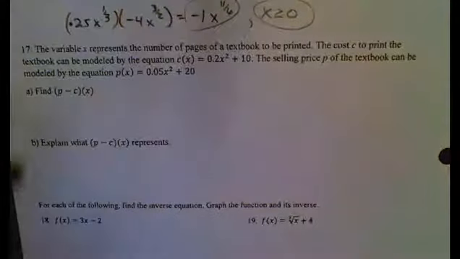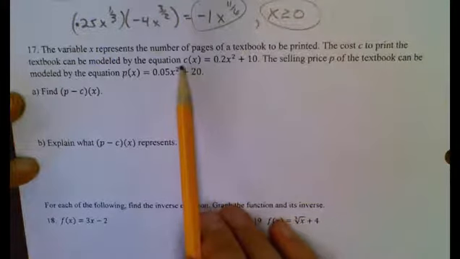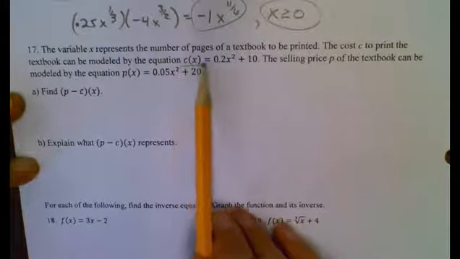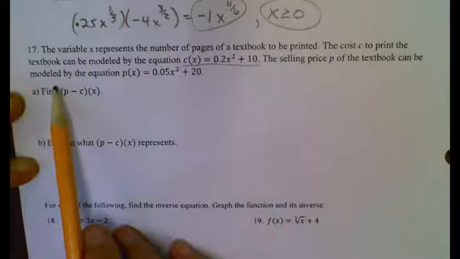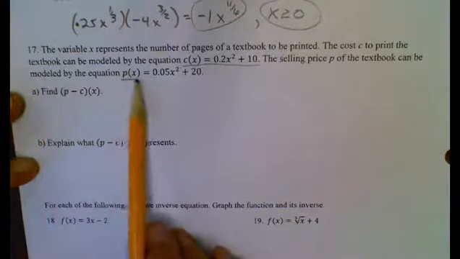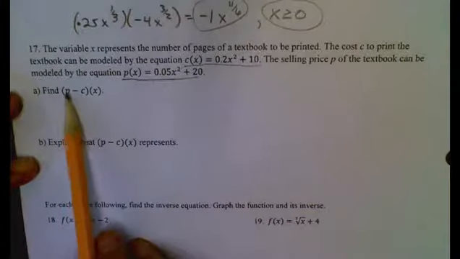Okay, the last set of problems, one is a word problem. They'll give you two functions. This one says that C is the cost of printing a textbook in terms of the number of pages, and P is the price of the textbook, like what they're going to sell the book for in terms of the pages. So this just asks you to find P minus C.